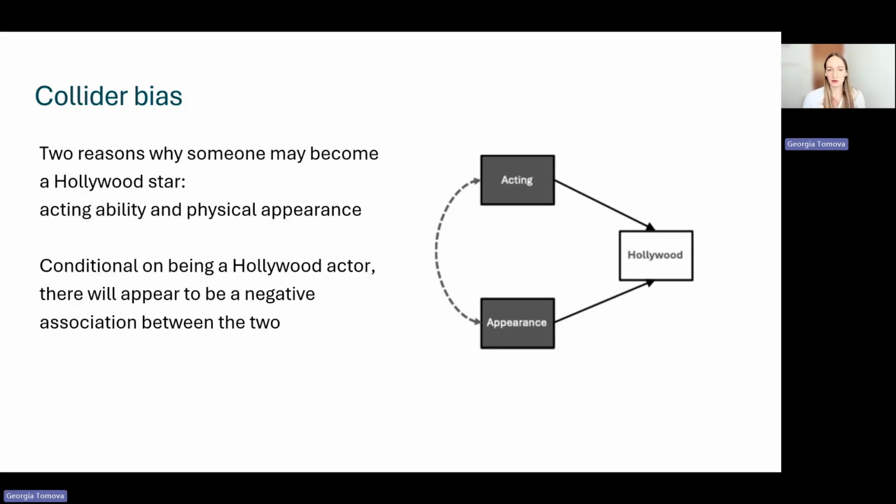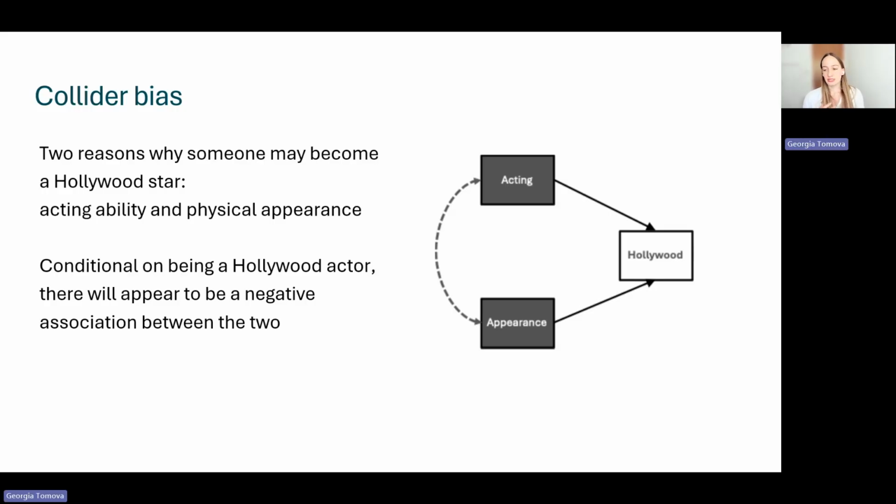So once we condition on this collider, there will appear to be a negative association between the two reasons for being a Hollywood actor, the acting or appearance. And this is because if we know that someone is a Hollywood star, but they're not very good at acting, then they must be very good looking to have made it. And the other way around, if they're not very good looking, then they must have exceptional acting ability. Of course, they can be both, but the point is they cannot be neither. And so we see this conditional dependency between the two.